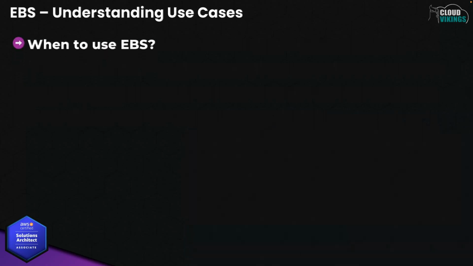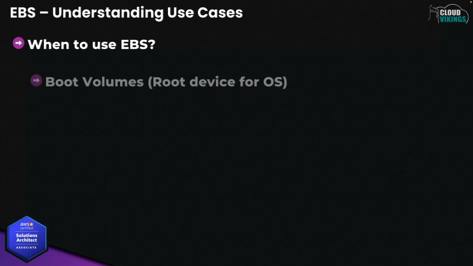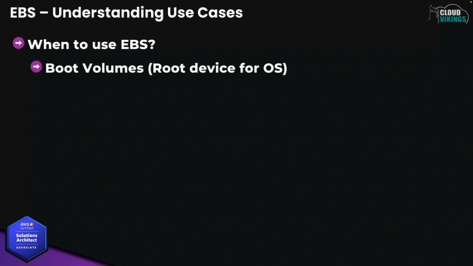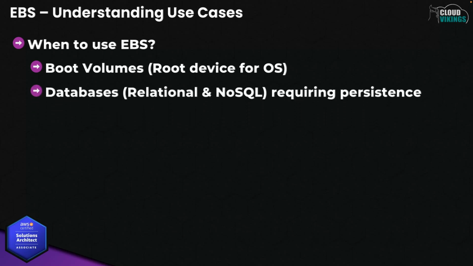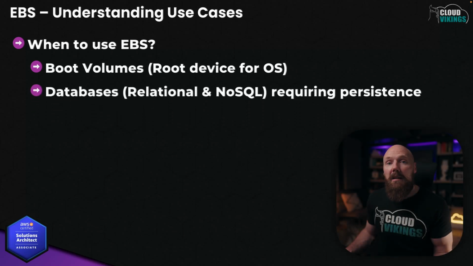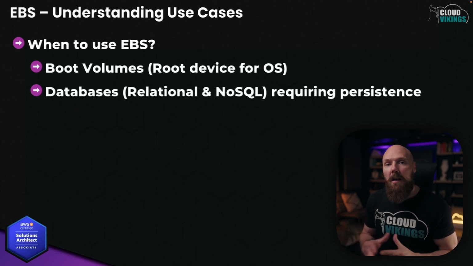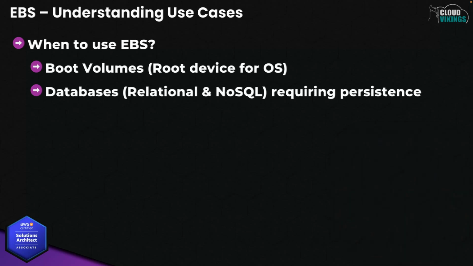So given these features, particularly around persistence and flexibility, when would you typically reach for EBS as an option? Almost universally, the root volume where your OS lives for an EC2 instance would be on an EBS volume. You of course need your operating system to persist if you stop and start the instance. Also, any kind of database that needs its data to be durable, if we think relational databases here like Postgres, MySQL, SQL Server, or even NoSQL databases like MongoDB, these should run on EBS storage.